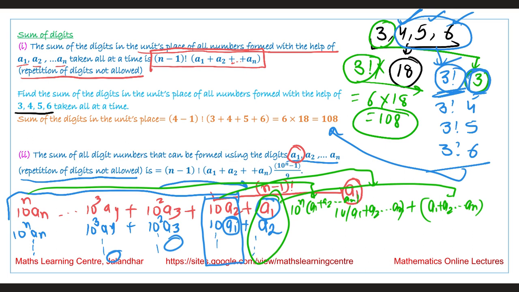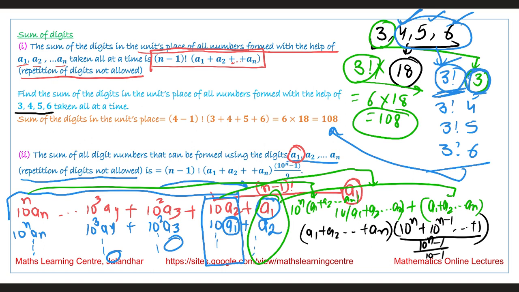If we take A1 plus A2 and so on up to AN common, we are left with 10 raised to the power n plus 10 raised to the power n minus 1 and so on up to plus 1. This is a GP with common ratio 10. The number of terms is n, and the sum of this is 10 raised to the power n minus 1 over 10 minus 1, which is equal to 10 raised to the power n minus 1 over 9.